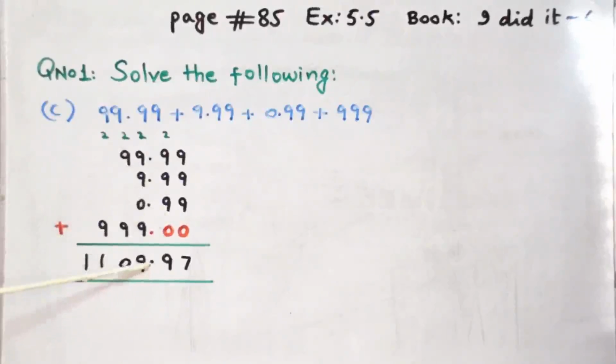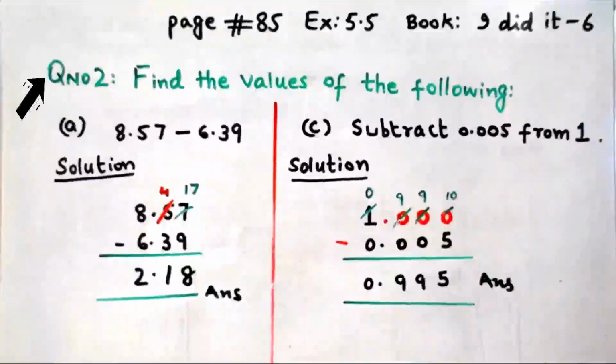Put decimal. Line up these decimals. Now add these numbers. 9 plus 2, 11, 11 plus 9, 20. 20 plus 9, 29. 9 is here, 2 is carry. 9 plus 2, 11. 11 plus 9, 20. 0. 2 carry. 2 plus 9, 11. That is the answer. Students, now look at question number 2.